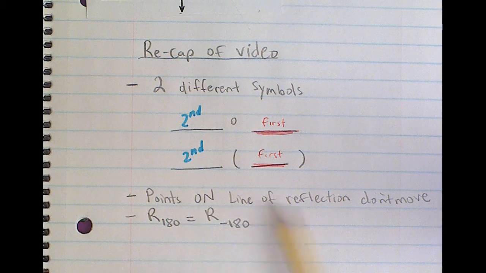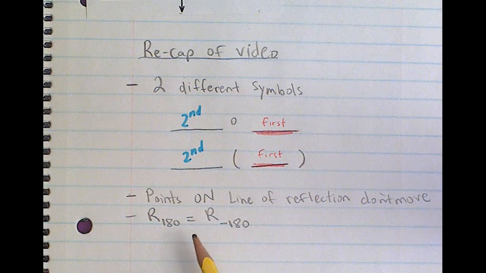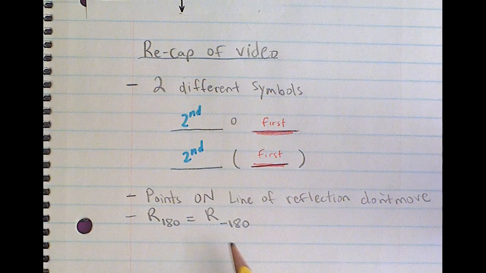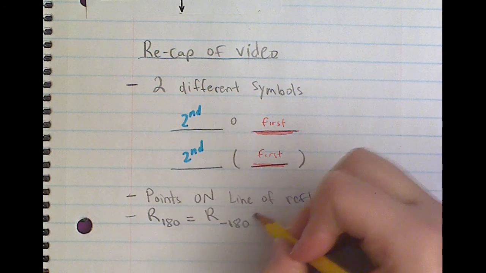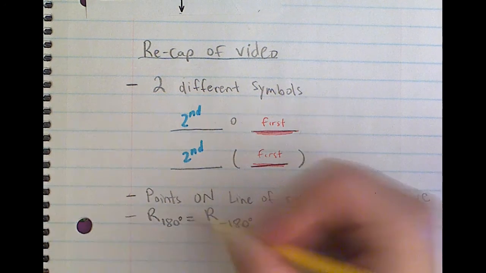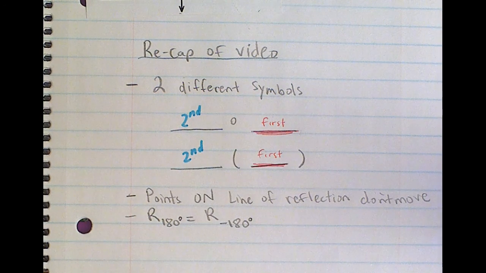Points on a line of reflection do not move. So you do not need to label them with an additional prime if they are on the line of reflection and they stay there. And then lastly, we kind of talked about this in the rotation video. When you rotate 180 degrees positive, it is really the same thing as rotating negative 180 degrees because each one is 2 out of 4 rotations. So it's like going halfway. Okay?